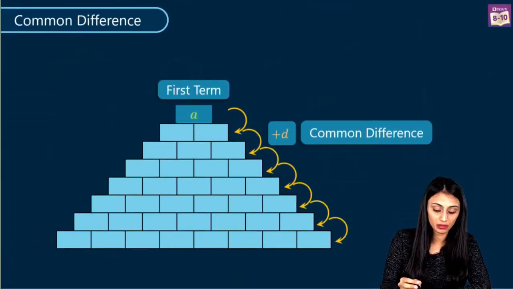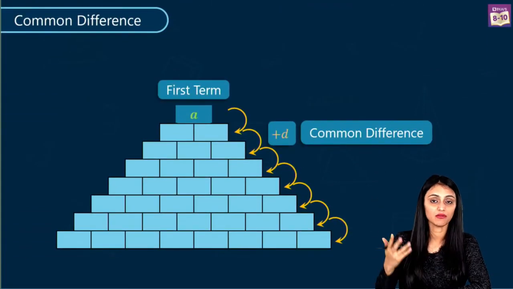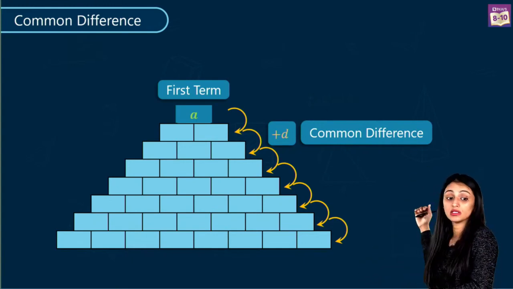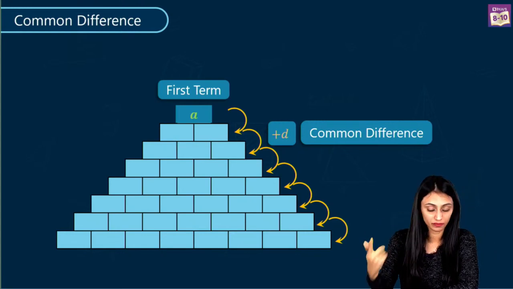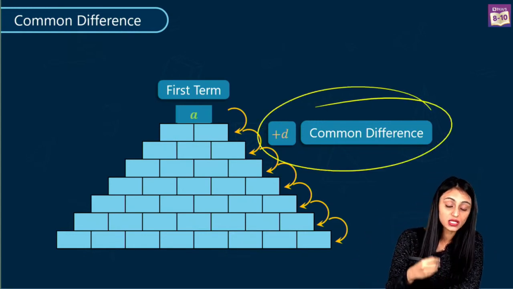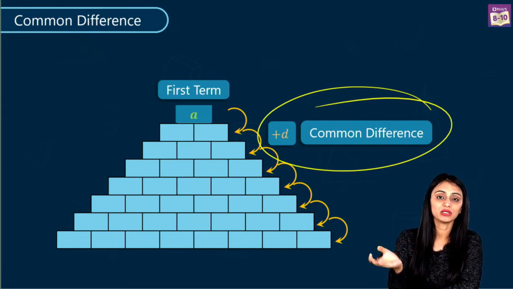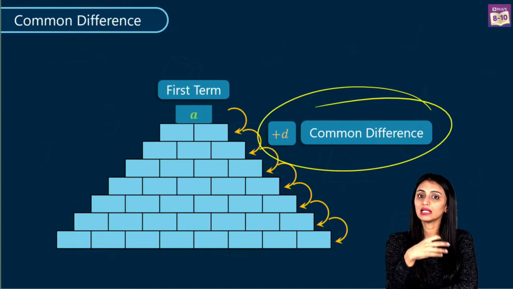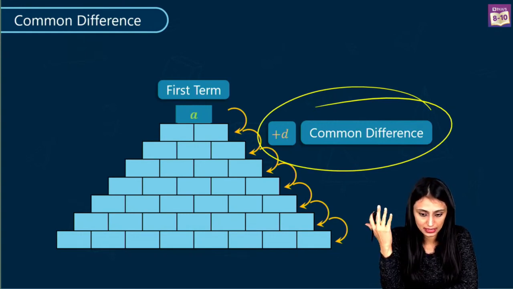See, common difference can be positive, it can be negative, or it can be 0 too. For example, when you are going down the pyramid, you would see that the count of the bricks is increasing every time, right? So the common difference in that case would be positive. Why? Because how do we find the common difference? We subtract the previous term from the next term, right? When the next term is bigger in value, definitely the difference would be positive in that case, right?